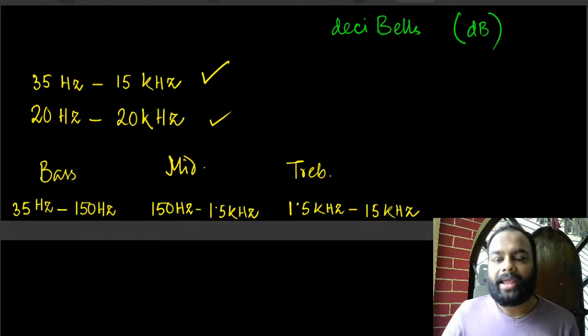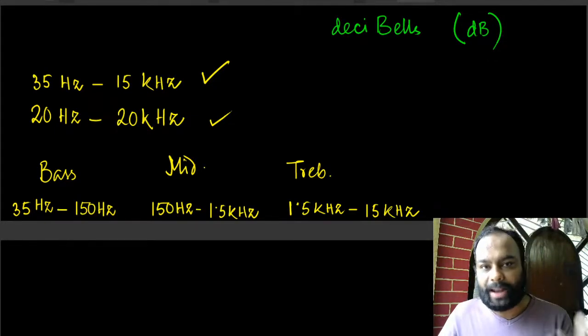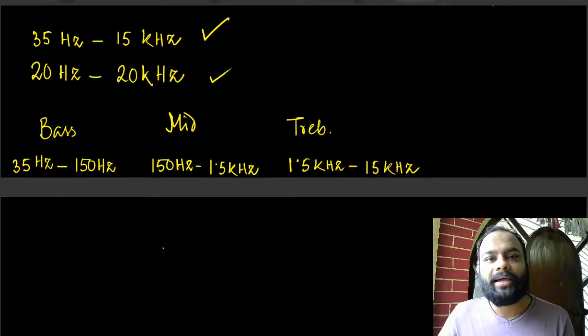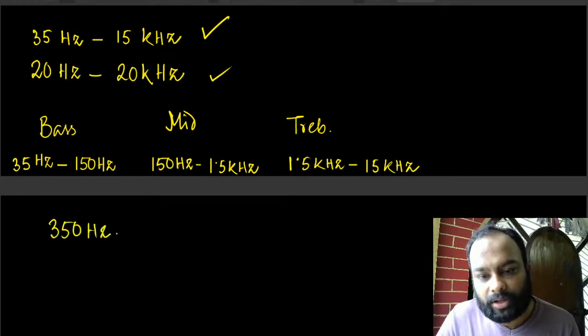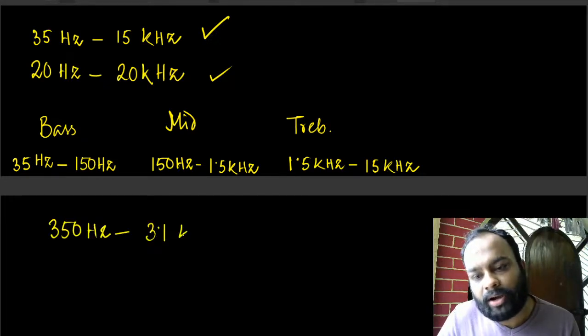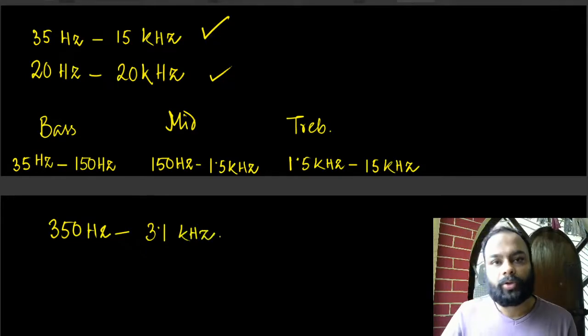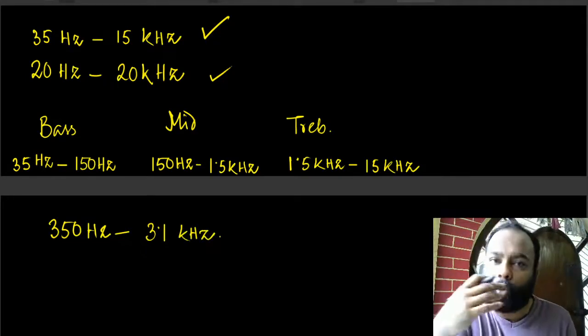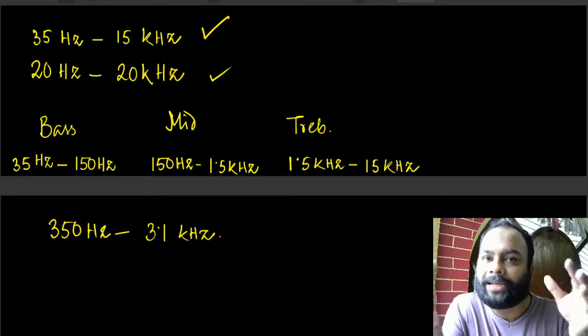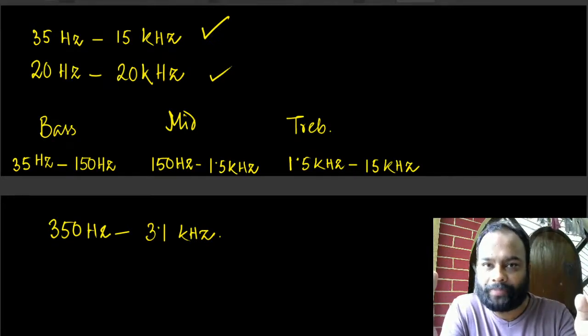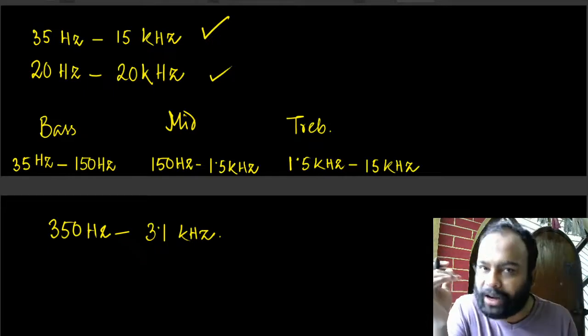And again, as a human, say for example, I'm speaking here, and the frequency range that I have, for me particularly, is from 350 hertz to about 3.1 kilohertz. So this is my frequency range. And how do I know that? Of course, I can record myself and I can do a Fourier transform on that, right?